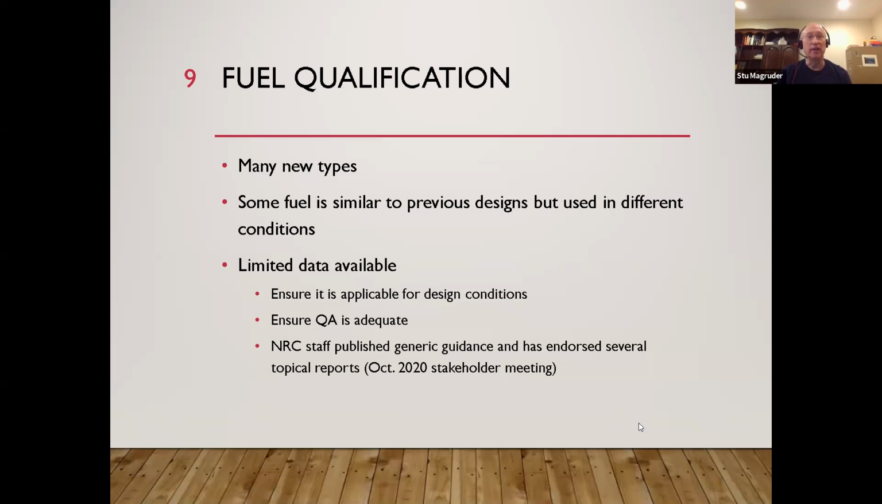So some fuel is similar to previous designs, but it's been used in different conditions. Some vendors are referencing previous operation of reactors or tests that were done, which is fine, but along with that, the staff needs to understand how your fuel will be used in your reactor, what the conditions will be, and how it's different than how it's been used before. There's limited data on some of these fuels. Again, you have to ensure it's good for the design conditions of your reactor. Some of the fuel was tested, but the tests were done under different conditions.